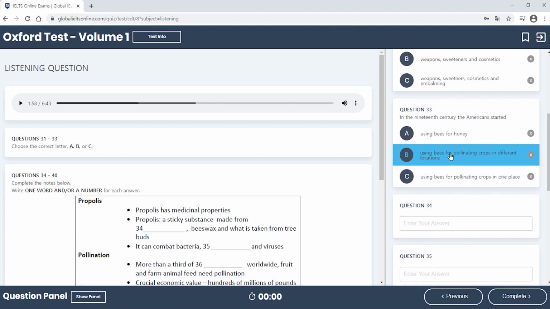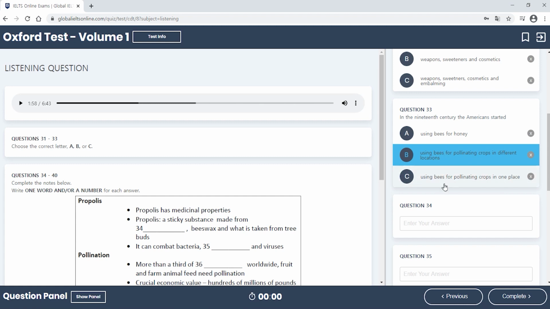And then for question 33. He mentioned America, he mentioned the 19th century, and the key phrase he used was they started using bees to pollinate plants. So pollinating crops, pollinate plants, again a paraphrase, similar words, by moving them around in the 1800s. So moving around different locations, okay? So that's how we know it wasn't C.